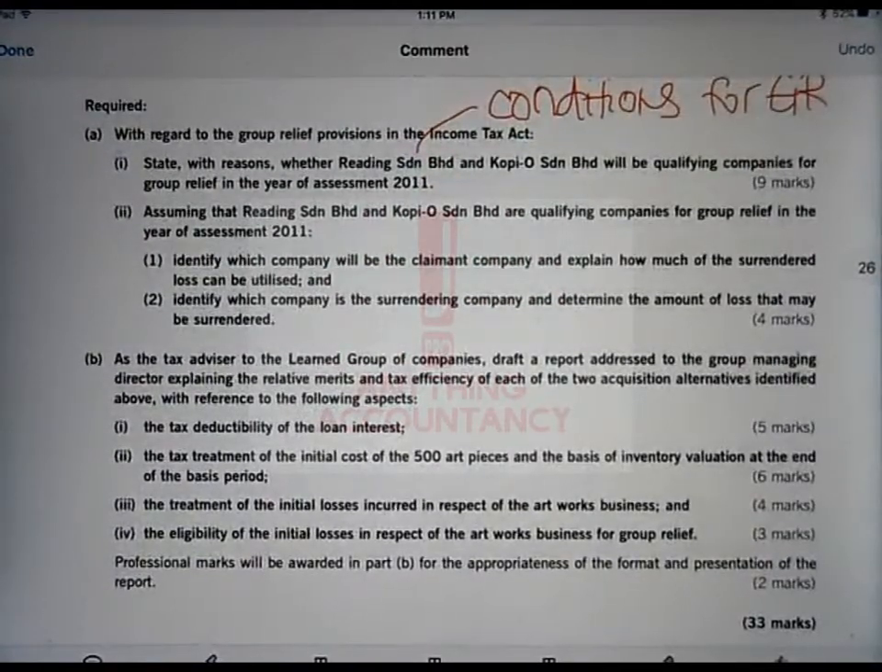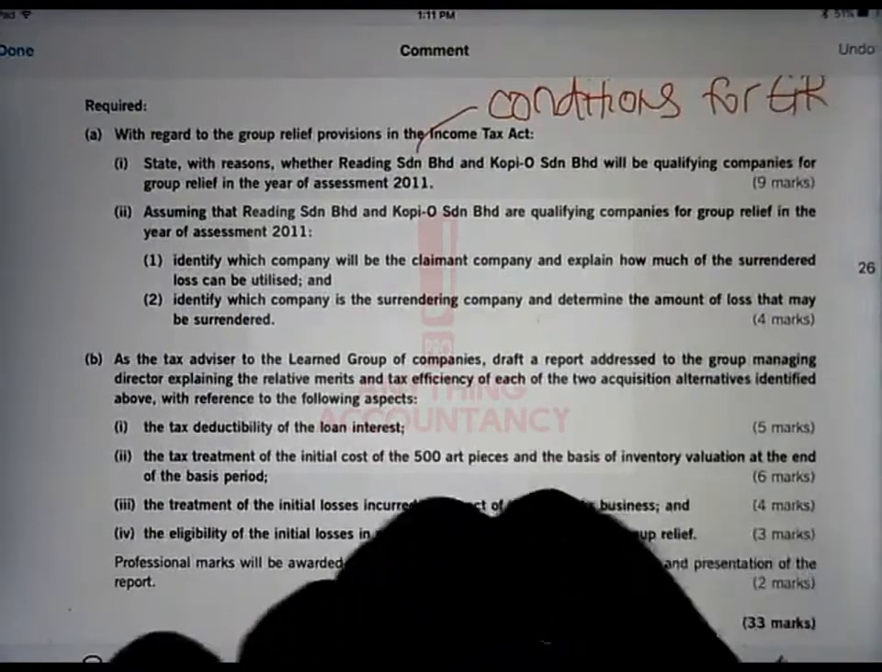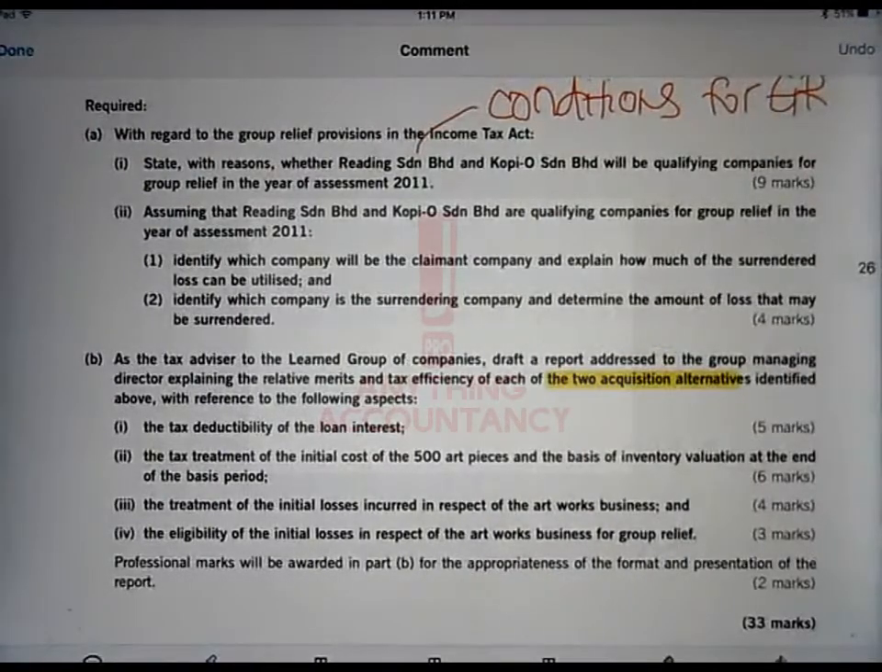As the tax advisor to the Learned group of companies, draft a report addressed to the group MD explaining the relative merit and tax efficiency of each of the two acquisition alternatives. So this is about how to acquire somebody. Identify the above with reference to the following. Tax deductibility of the loan interest. This is about interest restriction question. Again, the examiner is testing whether you know how the interest can be claimed or cannot be claimed as a deductible expense. Clear? Okay.